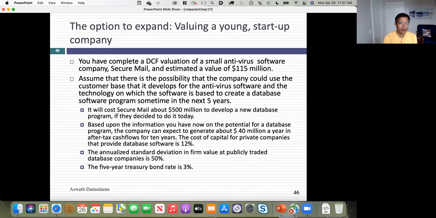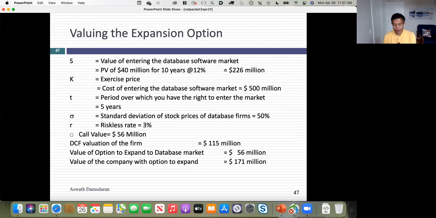I'm trying to value this platform you will be creating of your customers. Let's see how we value the platform. The S here will be the present value of entering that business today. The present value of 40 million a year for the next 10 years at the cost of capital for that business is 226 million. The K is 500 million. Right now, this is a deep out-of-the-money option. You'd be crazy to develop the software right now. But the standard deviation is 50%. There's a lot of uncertainty in the future. Over the next 5 years, we value this as an option. The value that you get for this option to expand is 56 million.